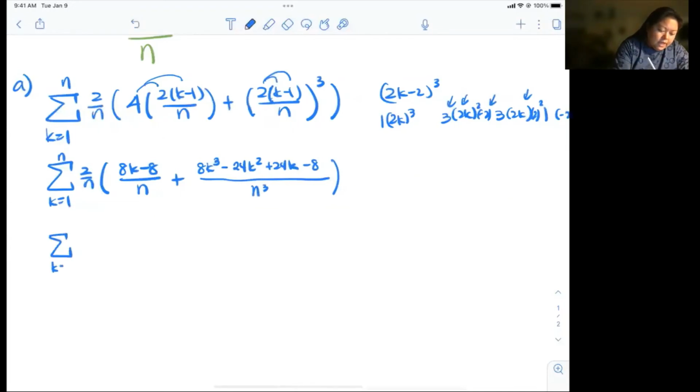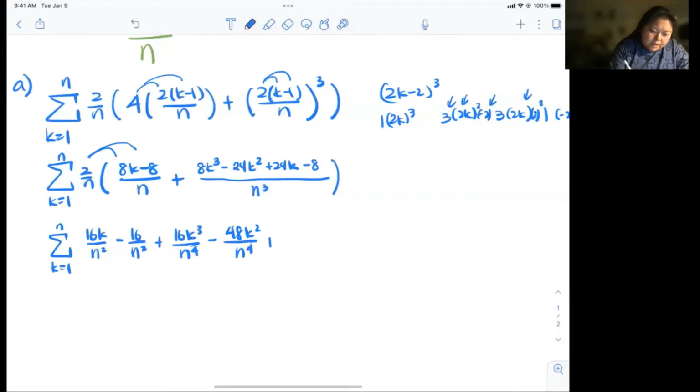So you have sigma k equals 1 to n. The first term will give me 16k over n squared minus 16 over n squared, right? I go ahead and distribute that out, plus 16k cubed over n to the 4th minus 48k squared over n to the 4th plus 48k over n to the 4th, minus 16 over n to the 4th. All right, so every single one is on its own. Okay, so keep in mind, n is infinity, right? N is a number. K is the variable that we're dealing with because you're plugging in k equals 1, k equals 2, k equals 3.